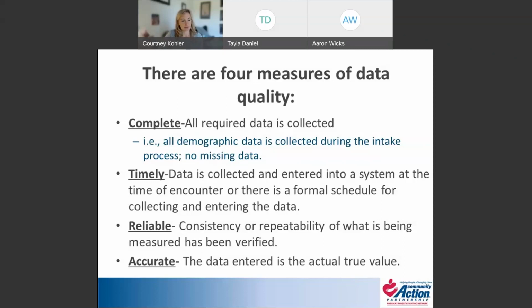Then timely, I'm going in a reverse order here, but timely is really about the data being collected and entered into a system at the time of encounter, ideally, or whatever that formal schedule is for collecting and entering the data. And then complete: is all the required data actually collected? Do we have gaps in our data? Do some clients or customers have certain data elements that others don't? An example here is the demographic data. How much missing data might we have?